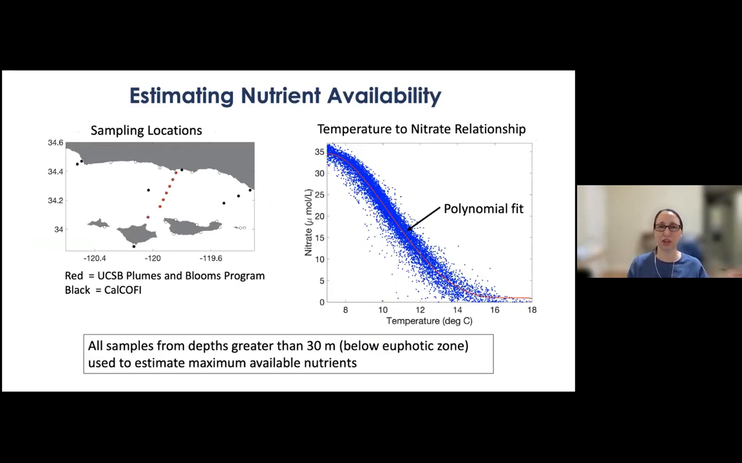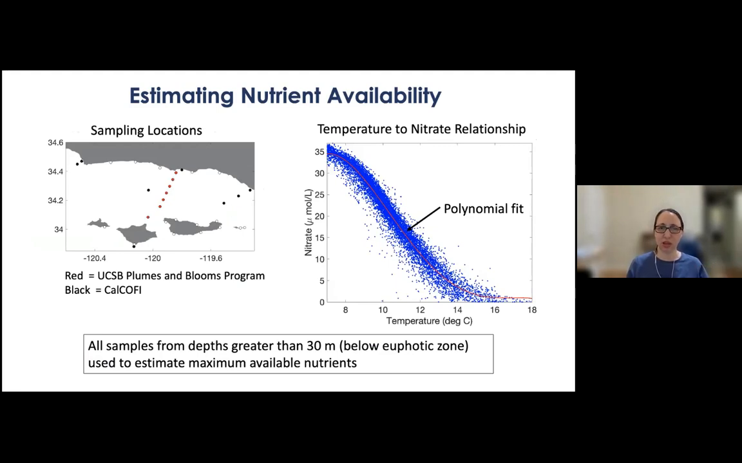Okay, so first, estimating nutrient availability. In this case, this is not a phytoplankton model. It is purely, I wanted to know what the maximum available nitrate would be as it's upwelled, or basically as it is transported into the euphotic zone.